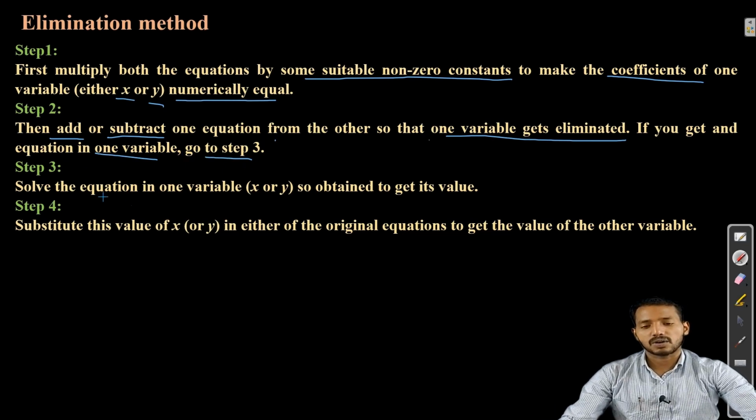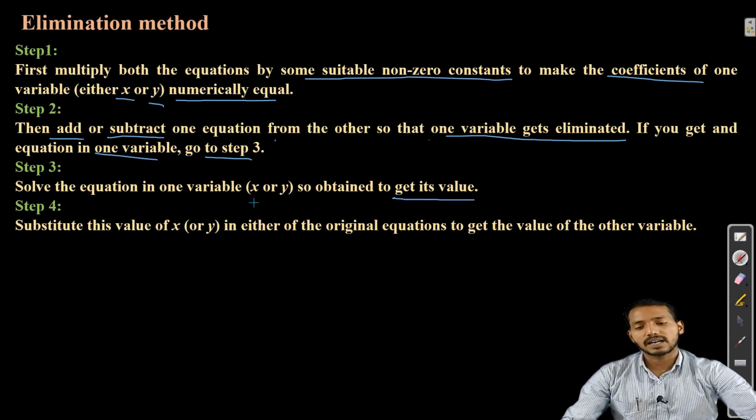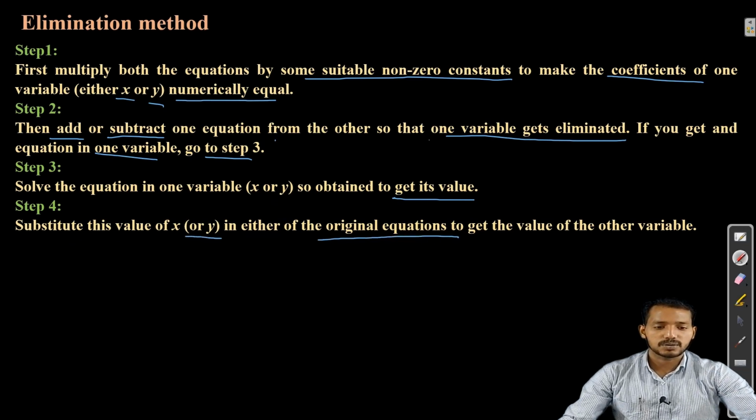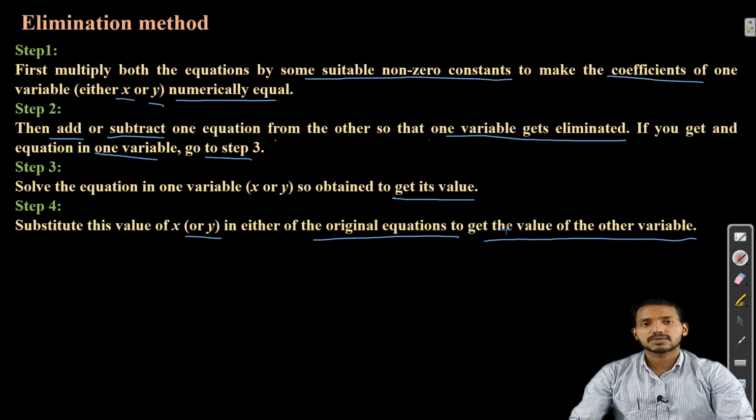What is step 3? Solve the equation in one variable, that is obtained in step 2, to get its value. After that, again substitute the obtained value in either of the original equations to get the value of the other variable. Don't worry about these steps, we will be doing them with examples.